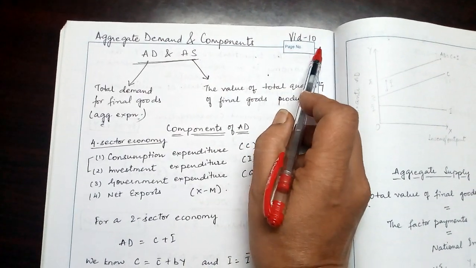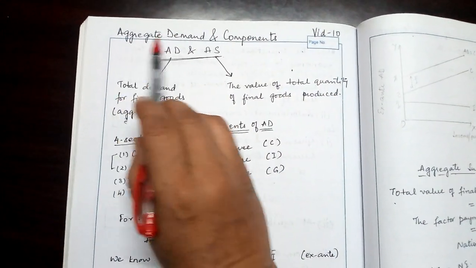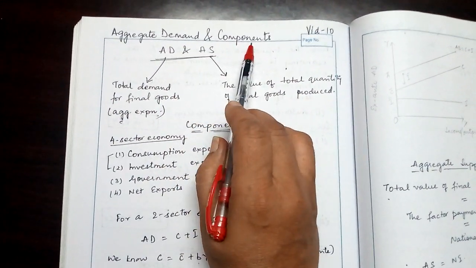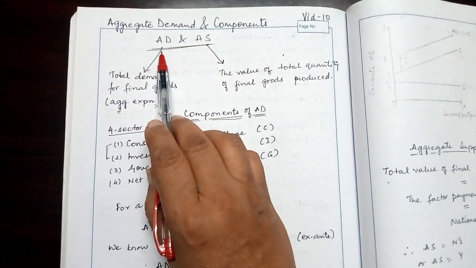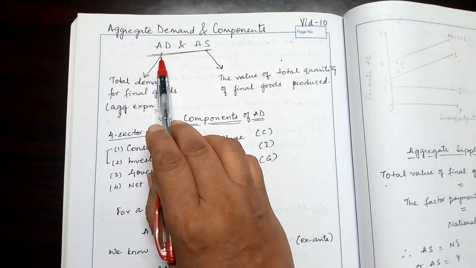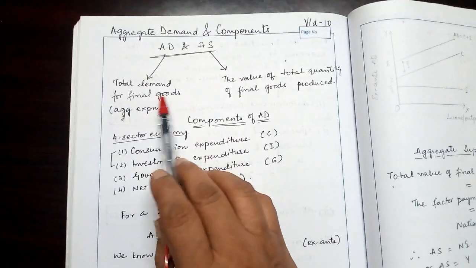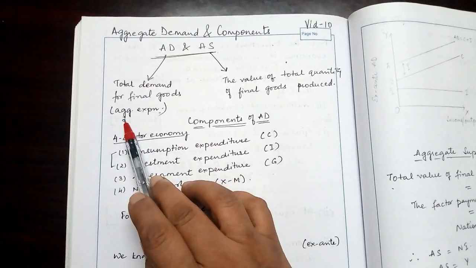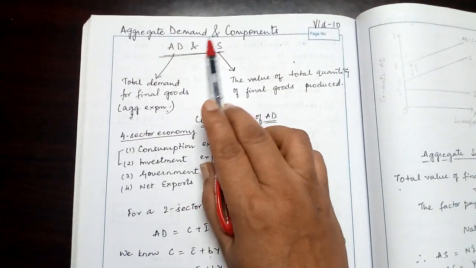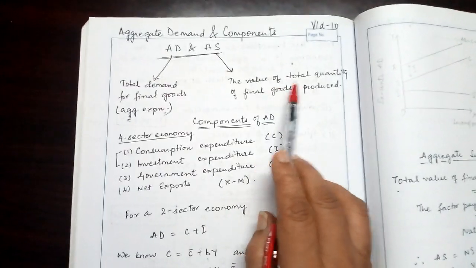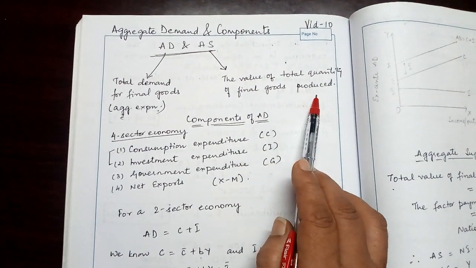In our video number 10, we are going to extend a discussion on aggregate demand and its components. What is aggregate demand? Since we are discussing the economy as a whole, aggregate demand is the total demand for final goods, which is also called aggregate expenditure. Aggregate supply means the value of the total quantity of final goods produced.